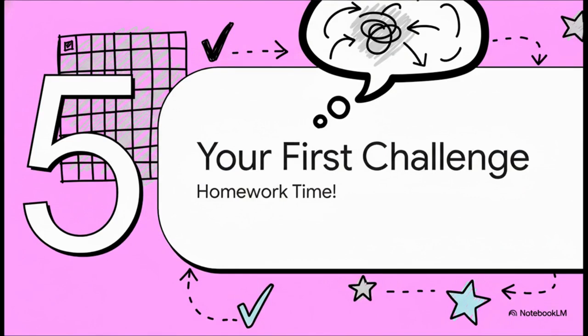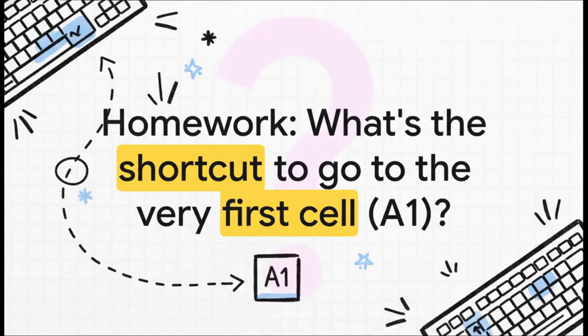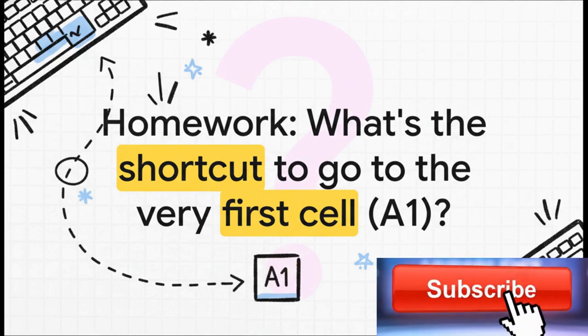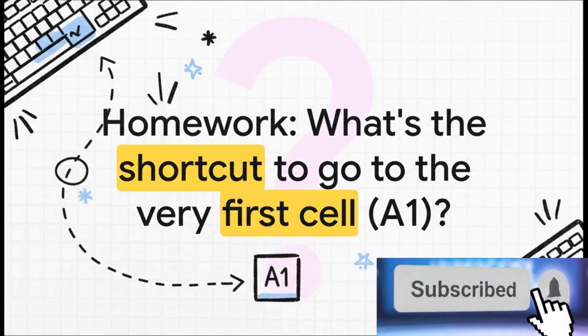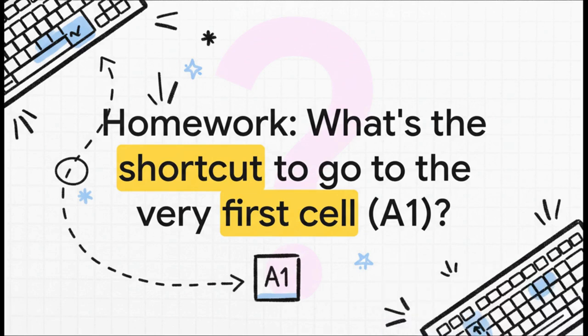Okay, that pretty much covers the basic layout of Calc. We've toured the whole grid. Now, to make sure all of this really sinks in, I've got a little challenge for you. Here's your homework. I want you to find the keyboard shortcut that instantly zips you back to the very first cell, A1. It doesn't matter if you're lost way down in row 500,000. This shortcut will get you home. It is a huge time saver, so see if you can find it.